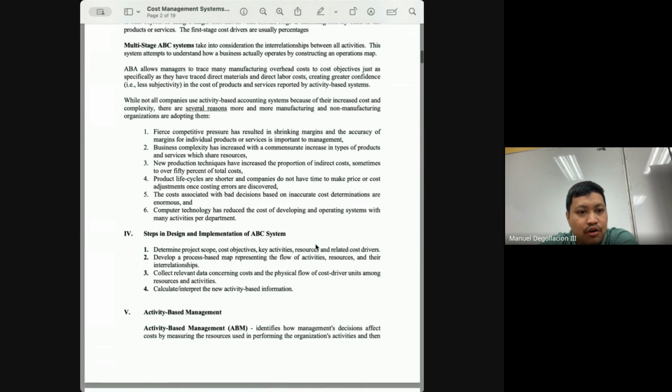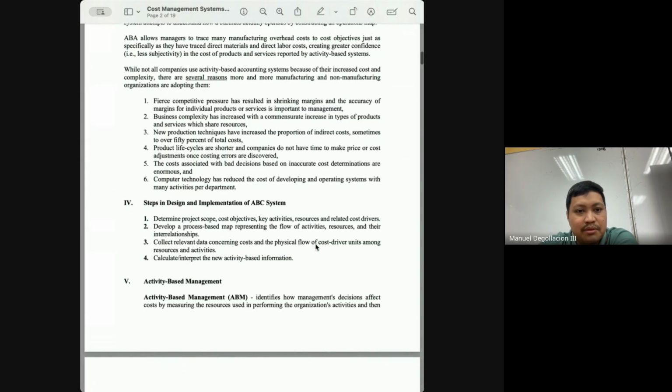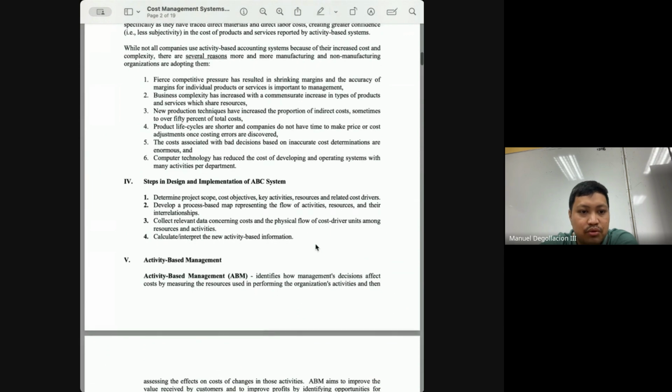Then Roman numeral 4, the steps. Again, this could be a source for a multiple choice question. What are the steps in design and implementation of an ABC system? First is to determine the project scope, cost objectives, key activities, resources, and related cost drivers. Second, develop a process-based map representing the flow of activities, resources, and their interrelationships. Third, collect relevant data concerning costs and the physical flow of cost driver units among resources and activities. Last would be to interpret the new activity-based information.